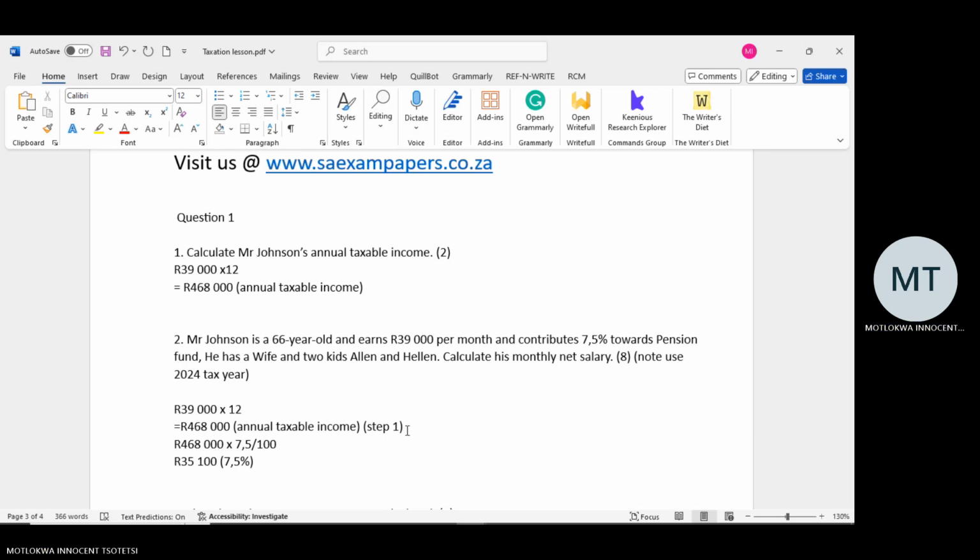Okay, so 35,100 stands for 7.5%. Remember that you should deduct it; you should not just find it and leave it as it is. So we are supposed to take the annual taxable income, which is 468,000, then deduct the pension fund, which is 35,100. The remaining amount is 432,900.